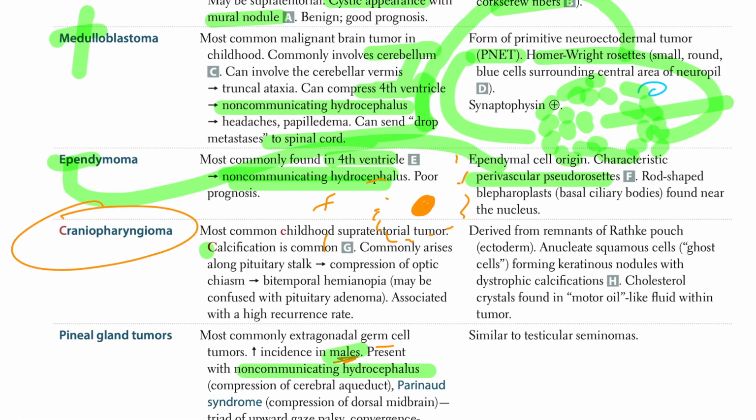Then you have the craniopharyngioma. They are the remnant of Rathke's pouch. Rathke's pouch has keratin leading to motor-oil-like fluid, and it also leads to deposition of calcium, dystrophic calcification. It causes bitemporal hemianopsia, but also a decrease in all the pituitary hormones. So all those symptoms are also going to appear.